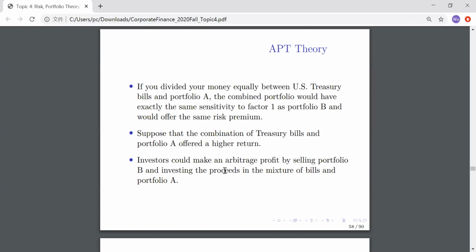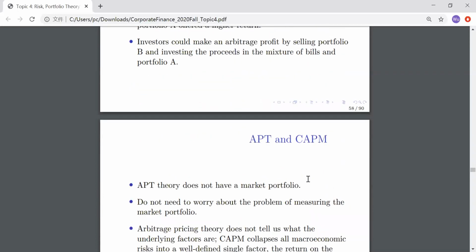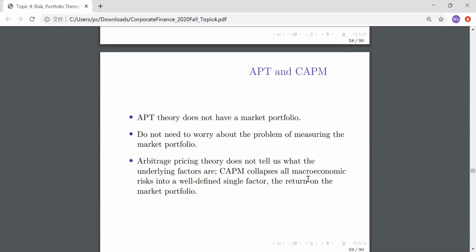Now suppose that a combination of T-bill and portfolio A offers a higher return, then there's an arbitrage opportunity. Basically, investors can sell portfolio B, because portfolio B and this combined portfolio have the same risk exposure. If the combined portfolio has a higher return, then you can short portfolio B and long this combined portfolio of T-bill and portfolio A. That's the arbitrage condition.